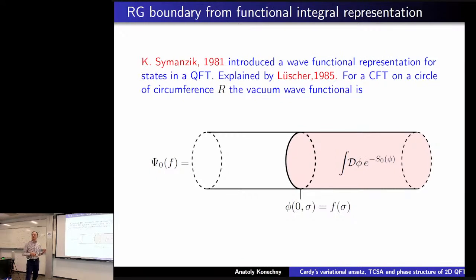So I'm just starting with something familiar. I mean, people who studied, say, Polchinski's book, then the state-operator correspondence in Polchinski's book is described in terms of a functional integral on a disk, right? So here I'm on a cylinder, but a half cylinder is essentially the same as a half disk. But the construction is much older than Polchinski's book, so it was introduced by Symanzik in 1981. And there's also a nice article by Lüscher who explains the Symanzik paper and also points to the connections of this construction with boundary critical phenomena.